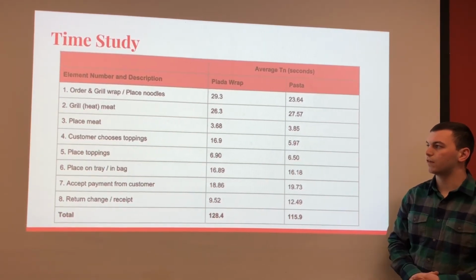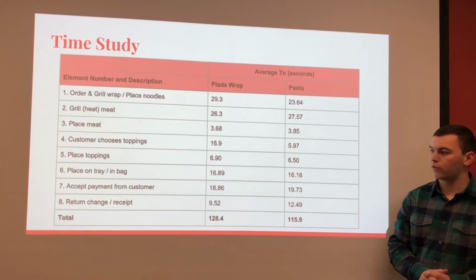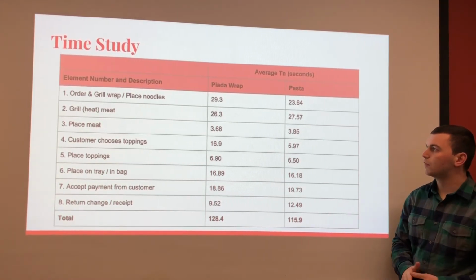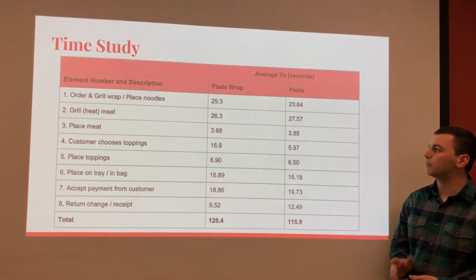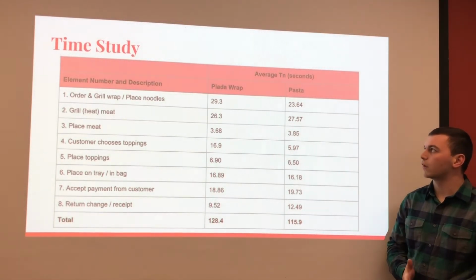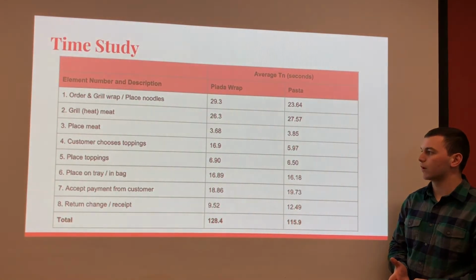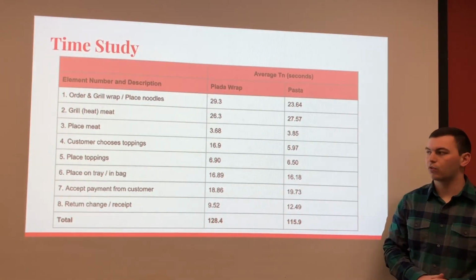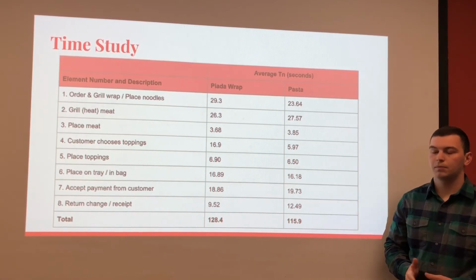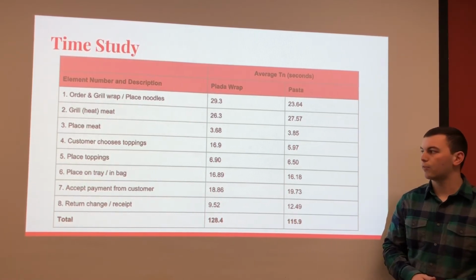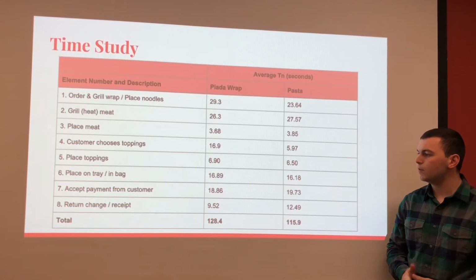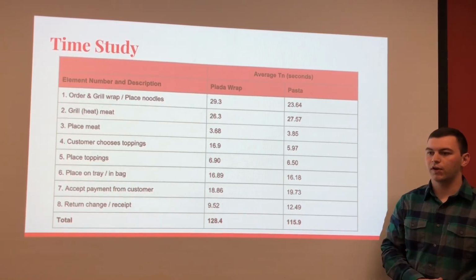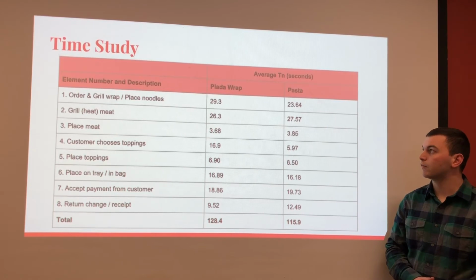A time study was also taken for this process, breaking the process up into 8 steps. Differences can be seen at the initial ordering and grilling station, with the Piada taking only 29.3 seconds and pasta taking 23.64 seconds. Another large difference was in customer having to choose toppings. Toppings were much more common for the Piada wraps than for pastas, so the time for Piadas was 16.9 seconds and for pasta 5.97 seconds.